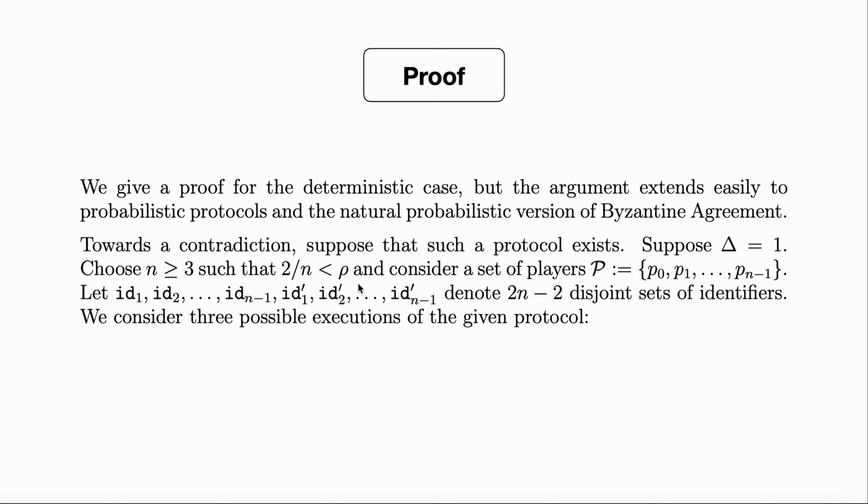So we're choosing n greater or equal to 3 such that 2 over n is less than rho, and we consider a set of players p0 up to pn minus 1. Then we let id1, id2 up to idn minus 1, and id1 prime, id2 prime up to idn minus 1 prime denote two n minus 2 disjoint sets of identifiers. Then we're going to consider 3 possible executions of the given protocol, and it's going to be a simple indistinguishability argument.